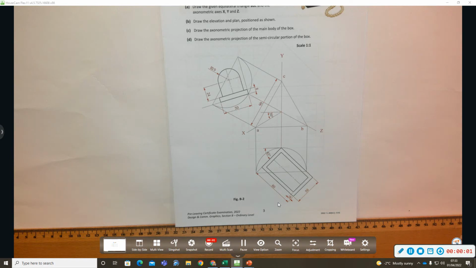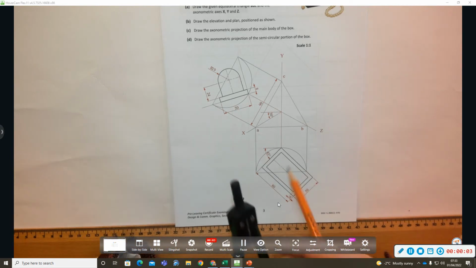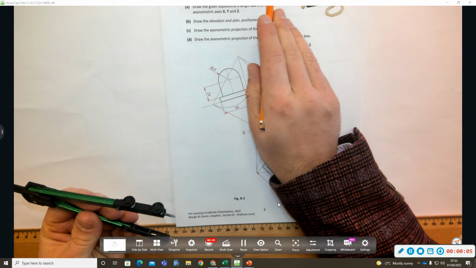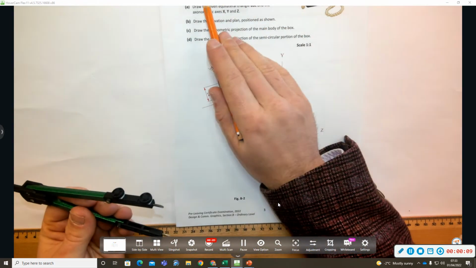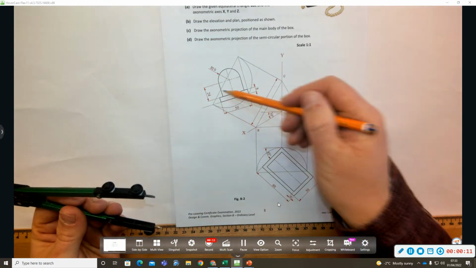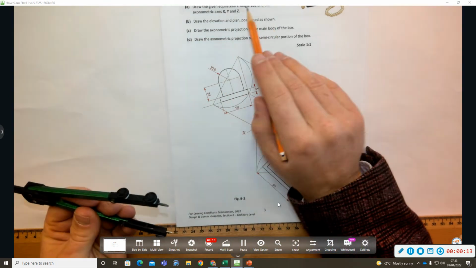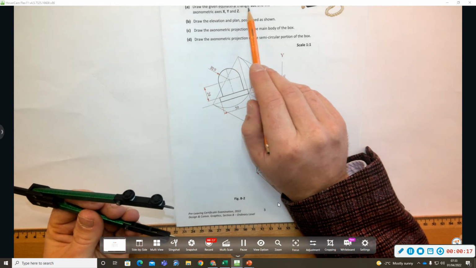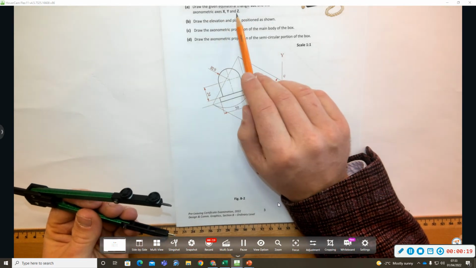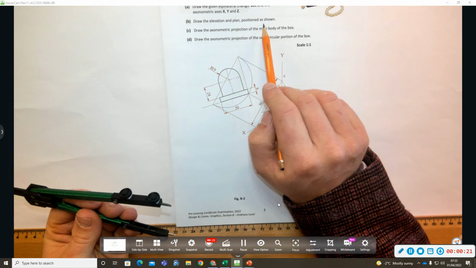Okay, so welcome to the mock exams ordinary level DCG 2022. So with the incomplete isometric projection, we'll be using the axonometric axis. The elevation and plan are in the required positions. Okay, draw the given equilateral triangle first, and then the axonometric axis XYZ. Draw the elevation and plan positioned.